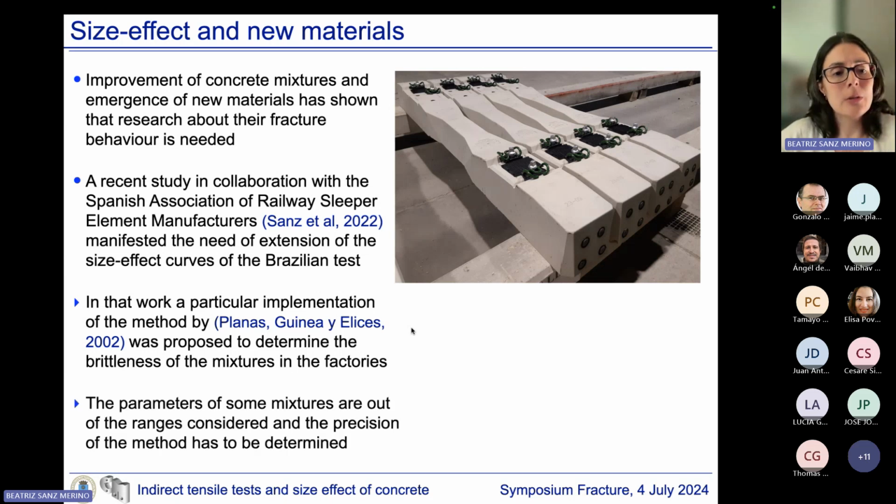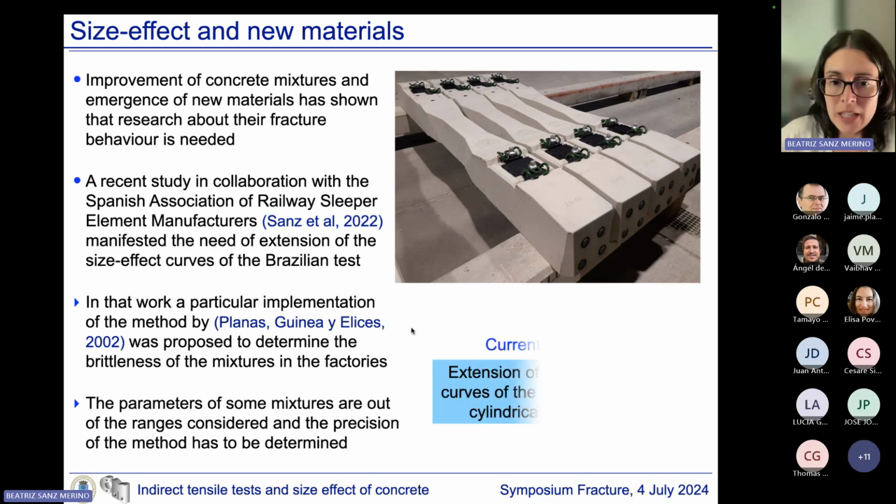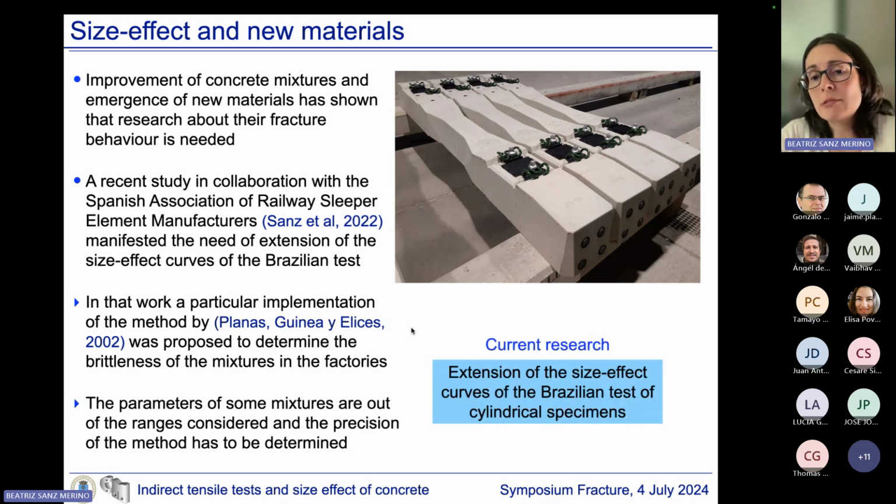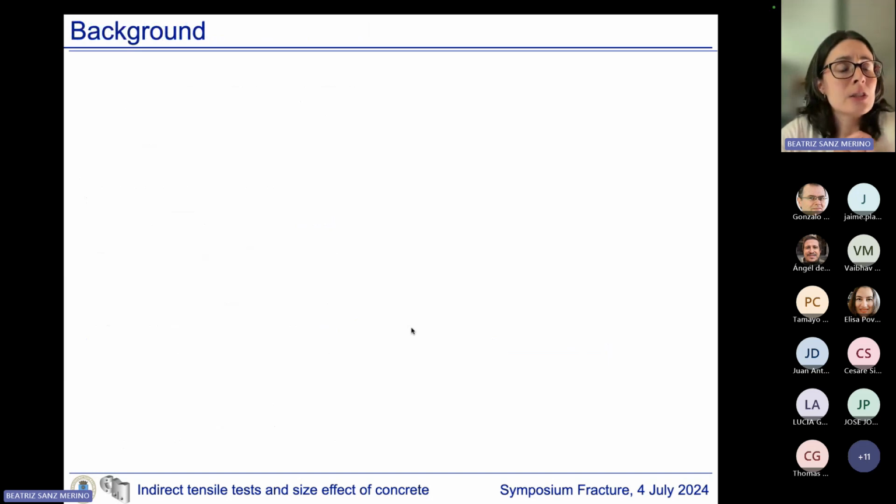The results obtained show that the parameters of some mixtures are out of the ranges considered, and the precision of the experimental method has to be determined. So this is the reason for the current research, which I will present later, consisting of an extension of the size effect curves of the Brazilian test, but in this presentation I will focus only on the results of cylindrical specimens. So let me show you the background of this work, which motivated the current research.